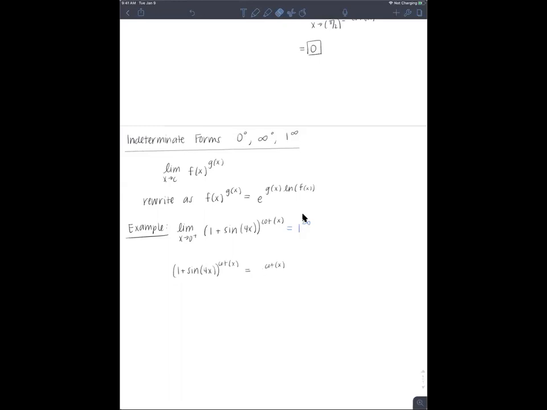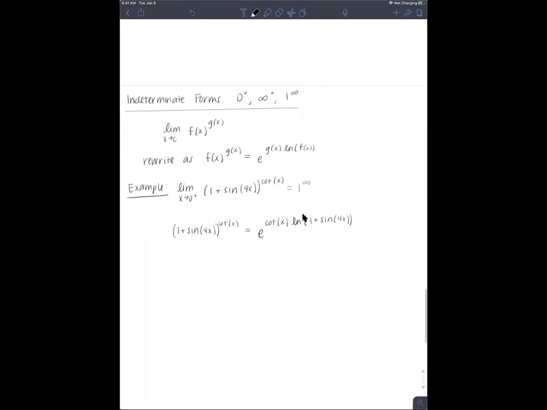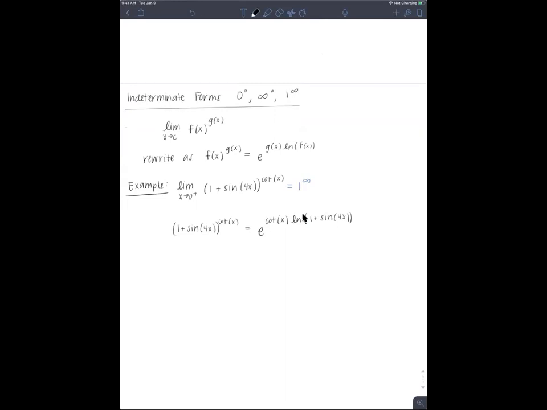Hang on, I'm writing kind of small. Let me write this bigger. And then ln of that 1 plus sine of 4x. And so now, since these two things are equal, I can take the limit of this second part. Oh, excuse me. So e to the cotangent x ln of 1 plus sine of 4x.